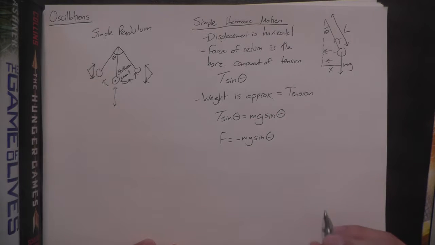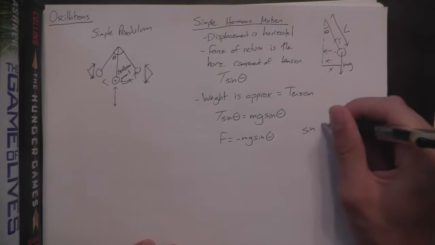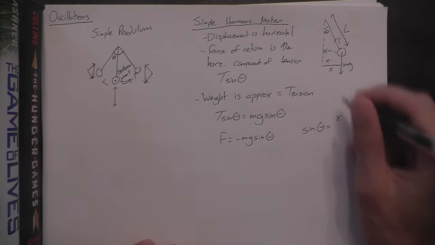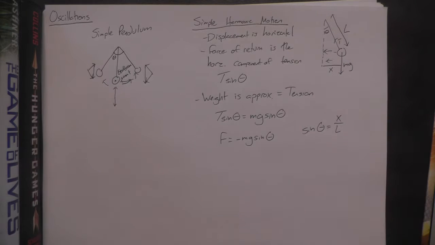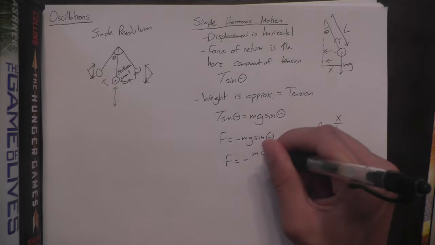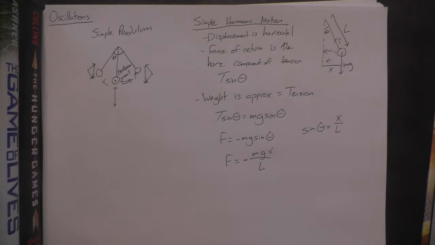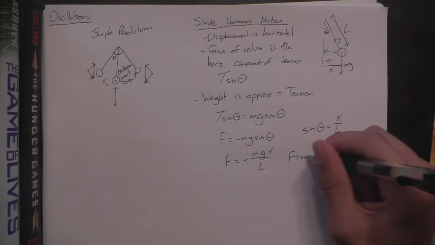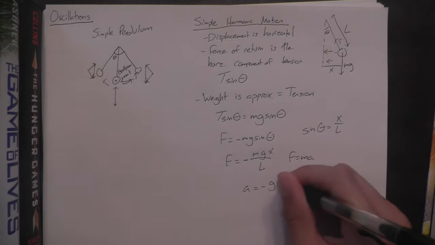We can also assume, using this diagram here, that sine theta equals the horizontal displacement over the length, because that's the opposite over the hypotenuse. That's what sine theta is. So if we insert that into this equation, we get the returning force equals the negative mass times the acceleration due to gravity times the horizontal displacement over the length. And if we substitute Newton's second law, then we get that acceleration equals negative gx over L.